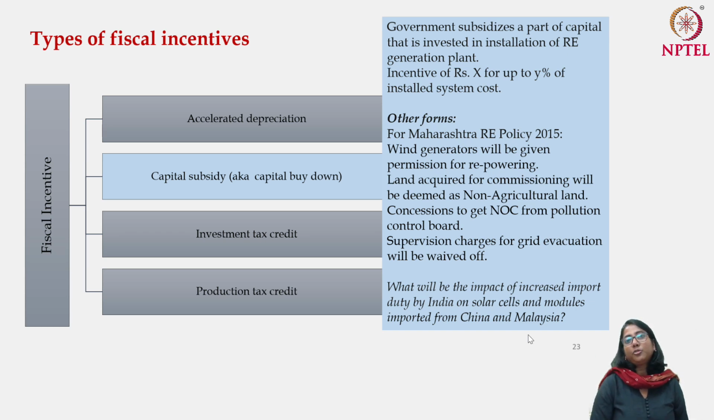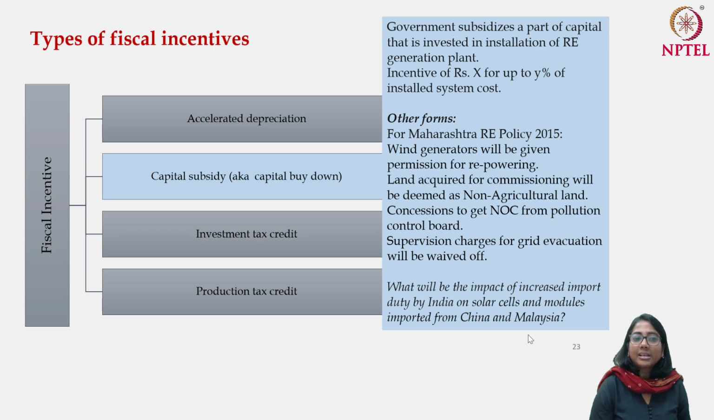For example, if you go back to the Maharashtra renewable energy policy documented in 2015, you will see that the wind generators, other than this capital subsidy, were given a lot of facilities when they started their investment. It was said that the wind generators will be given permission for repowering. The land acquired for commissioning will be deemed as non-agricultural land, which is much easier to procure. Concessions will be given to get the no objection certificates from the pollution control board and so on.